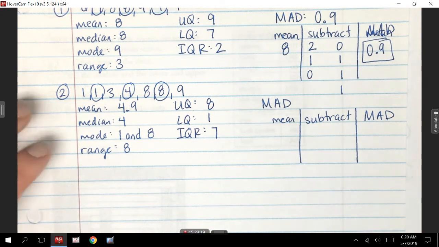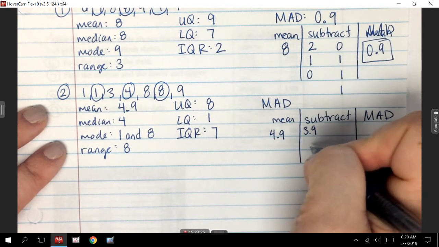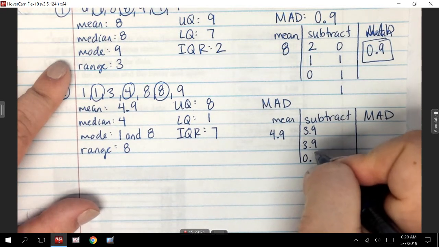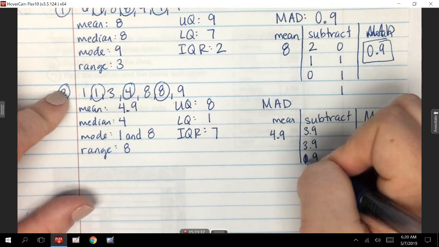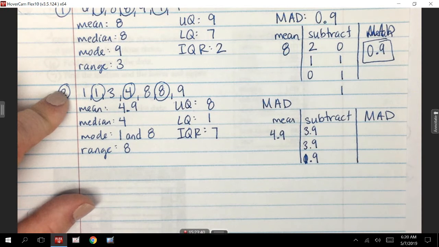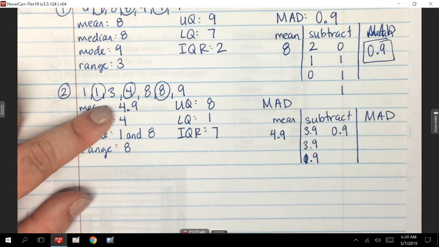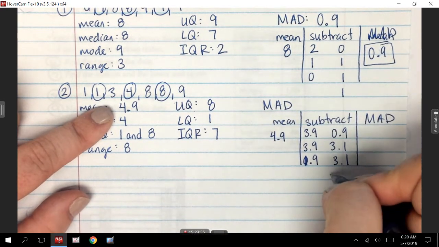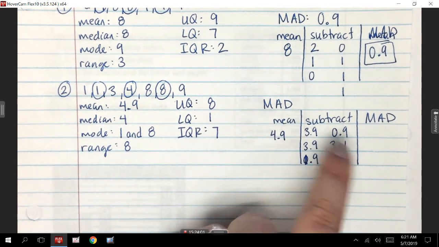All right, mean absolute deviation, we have 4.9. When I subtract 1, that gives me 3.9. When I subtract 1, I get 3.9 again. When I subtract 3, I get 0.9. Nope, that's not right. I get 1.9. All right. And then when I subtract 4, I get 0.9. And then 8 minus 4.9 gives me 3.1, 3.1, and 4.1 when I do the 9.